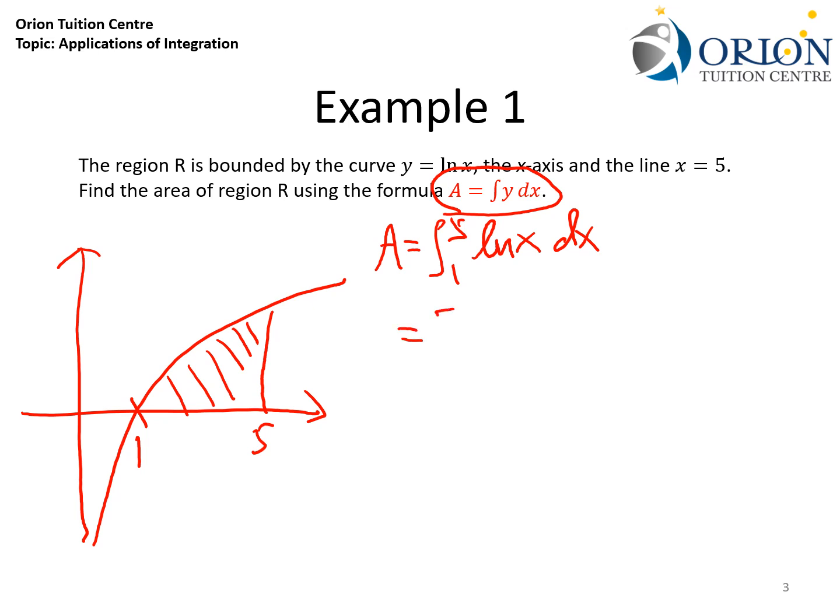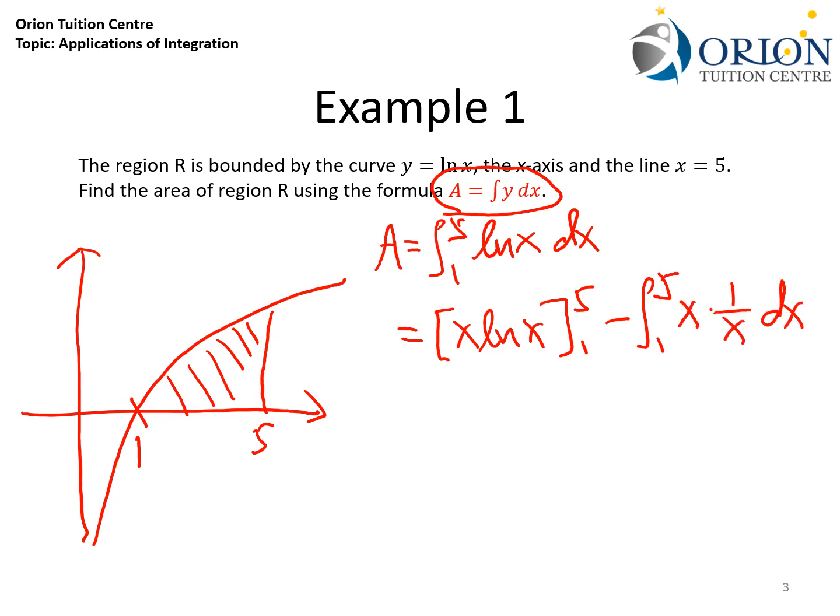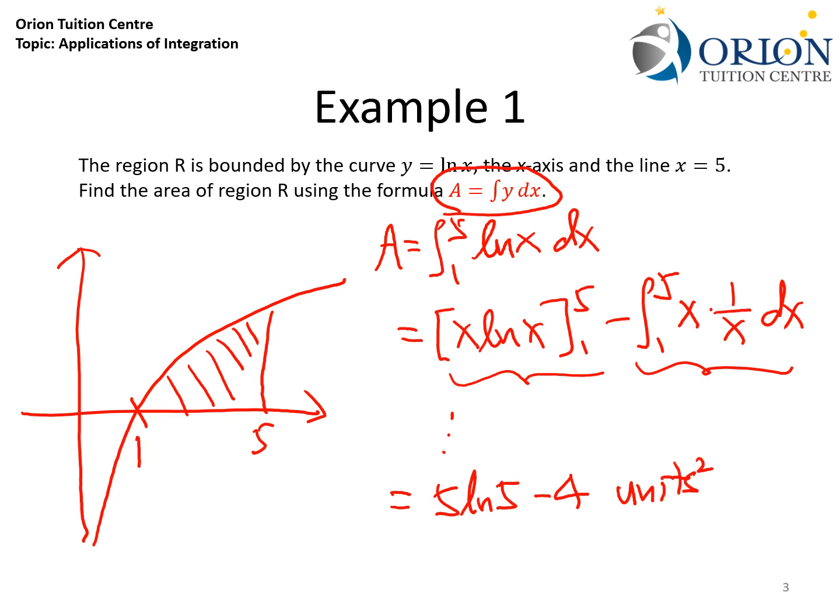And this gives us x ln x from 1 to 5 minus integration of 1 to 5 x times 1 over x dx. Now if we perform the integration for this second term and substitute, eventually you can work out and find that the answer is going to be 5 ln 5 minus 4 square units.